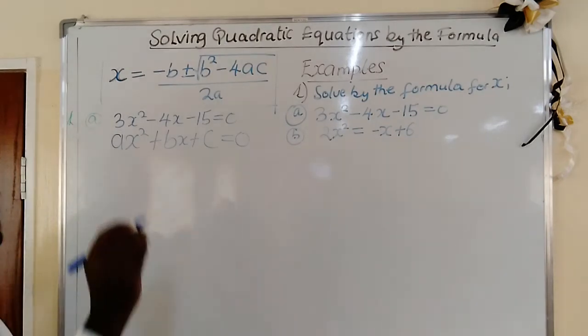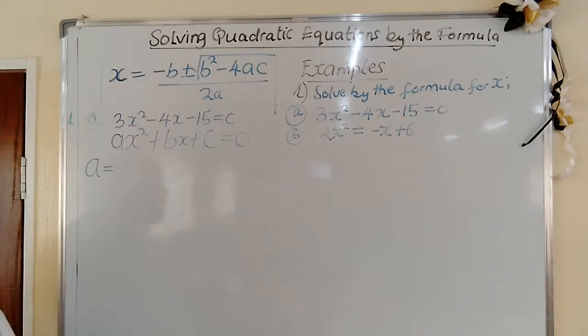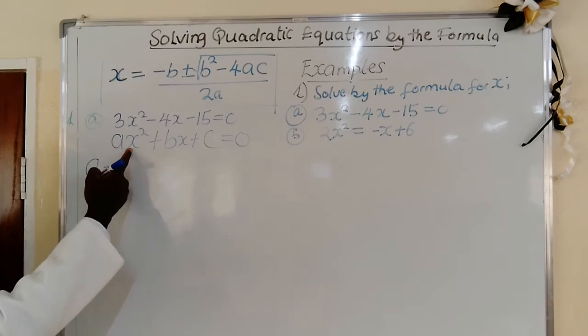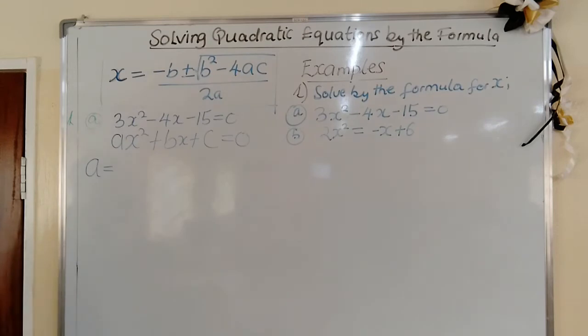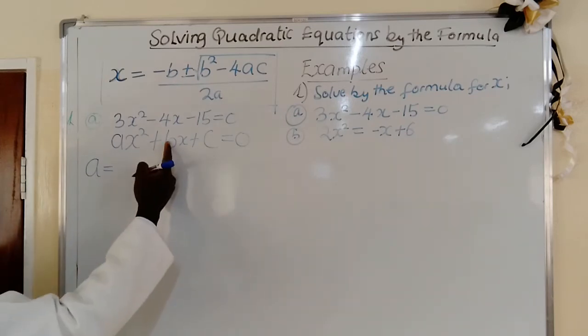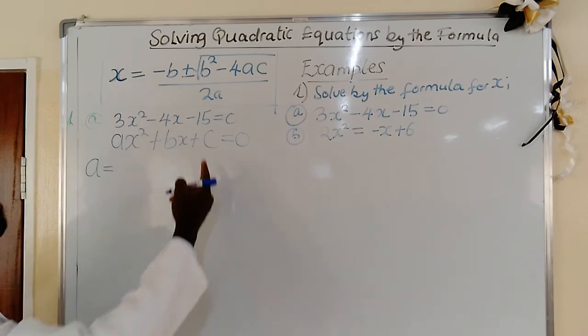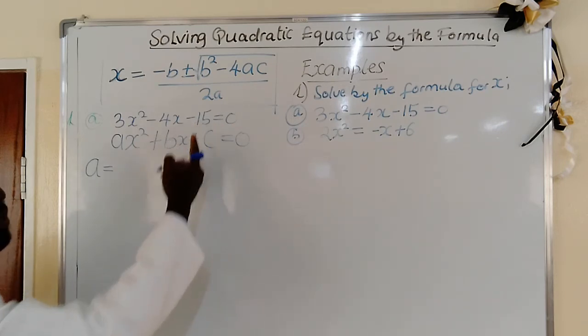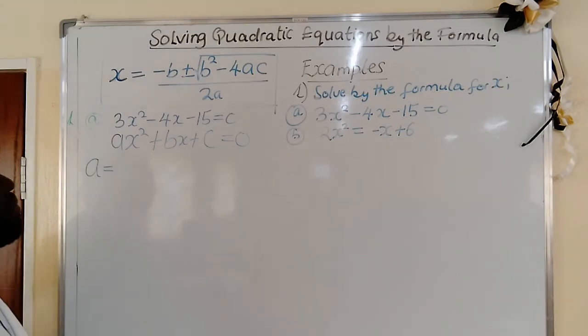The value of a, which we are supposed to use in the formula, is the number that is accompanying x power 2. The value of b is the number that is accompanying x, or the coefficient of x. Similarly, the value of c is the constant, the number that has no letter.